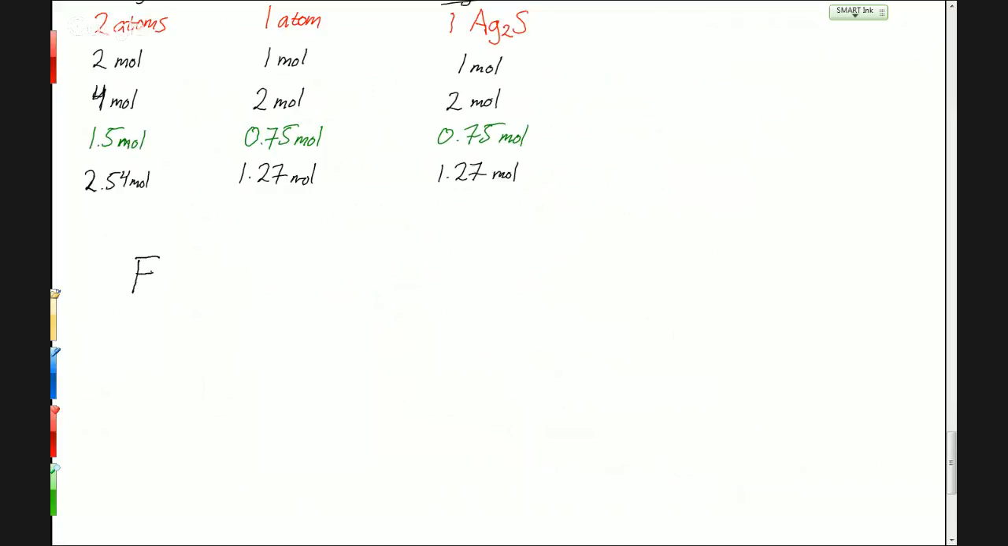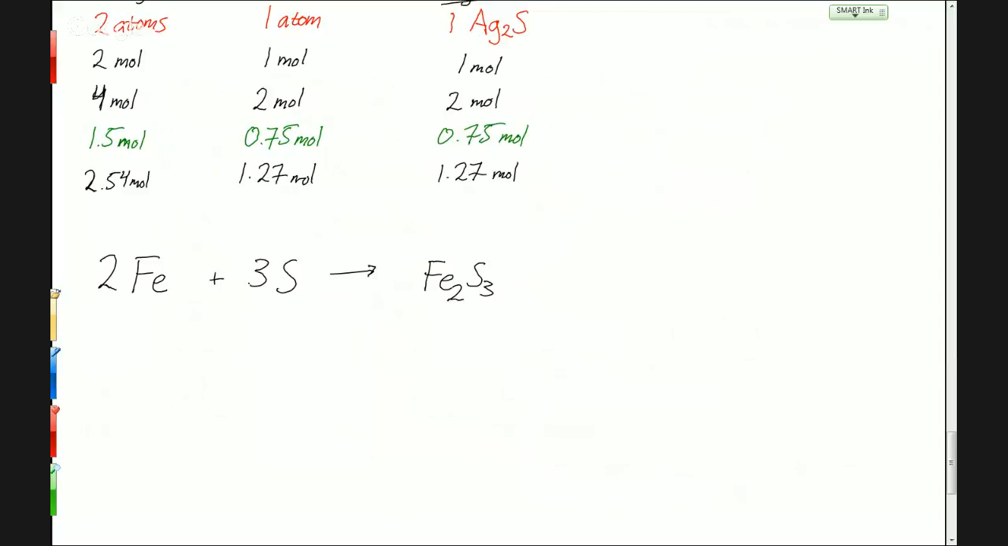In this case, we're going to react iron with sulfur to make iron 3 sulfide. And I'm sticking with just two things on the left and one on the right, but we could also do this with more complicated reactions, as we'll see in a little bit. Is that balanced? No. How do we balance it? Right. 2 here, 3 there. There. Now that's balanced.